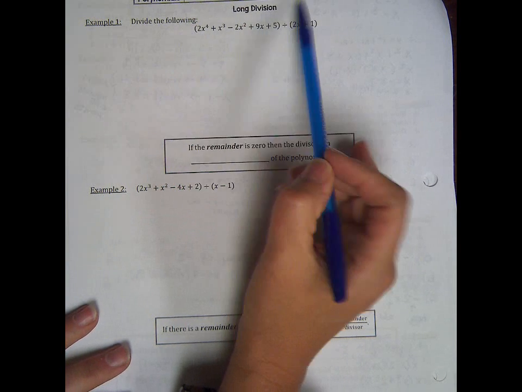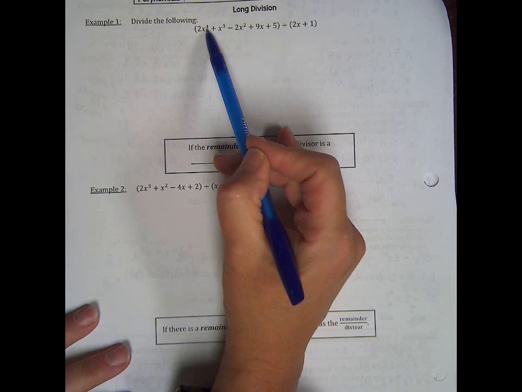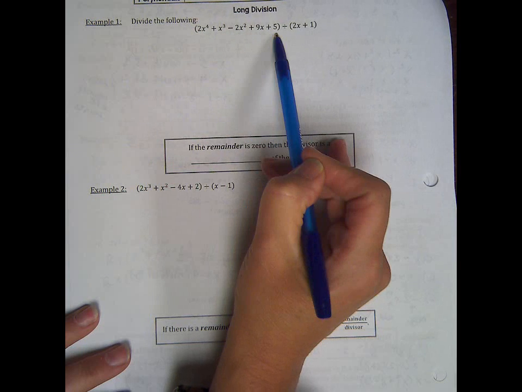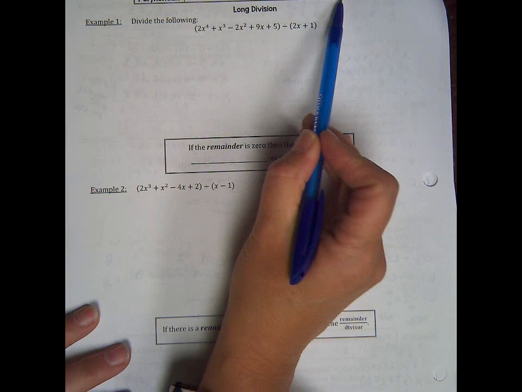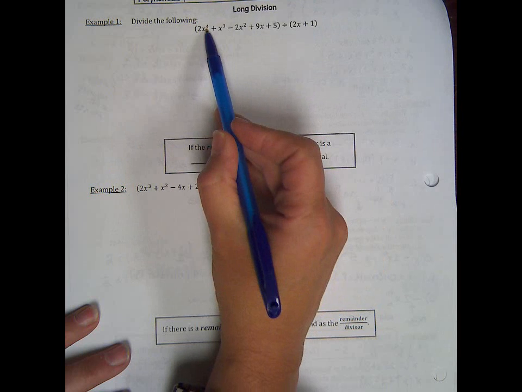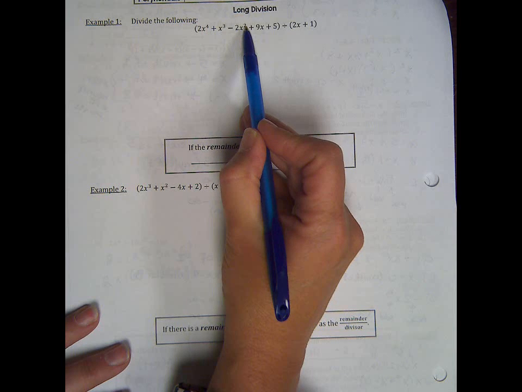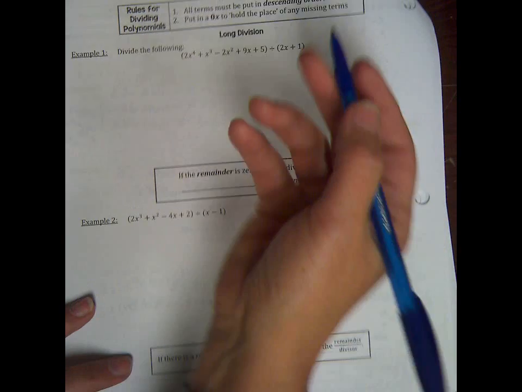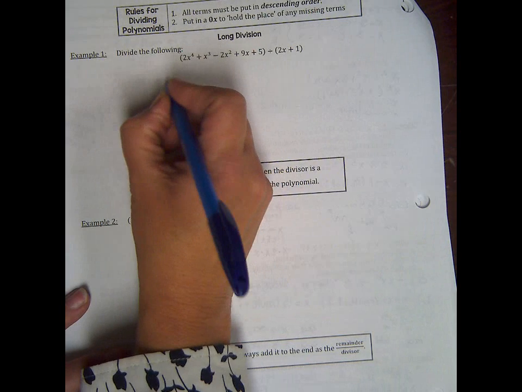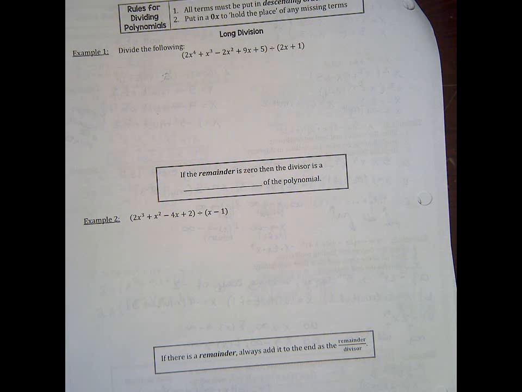So rules for dividing polynomials. You need to make sure all your terms are put in descending order. We've already talked about how these exponents need to go down if you're in standard form. And you need to put a 0 times x to hold the place if you have any missing terms. So if this went from x to the fourth to x to the third, but it skipped x squared, you would need to put in a 0 times x squared, because there's no x squared term, to hold that place before you start dividing.